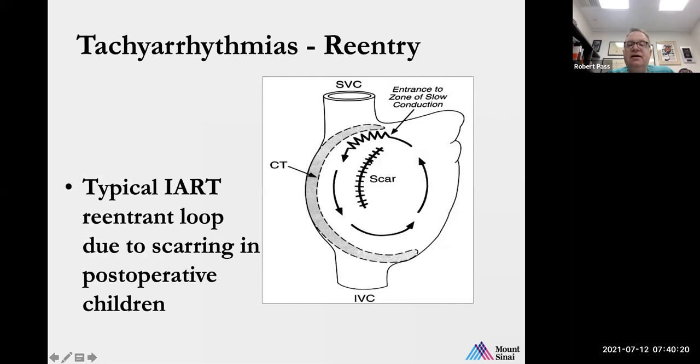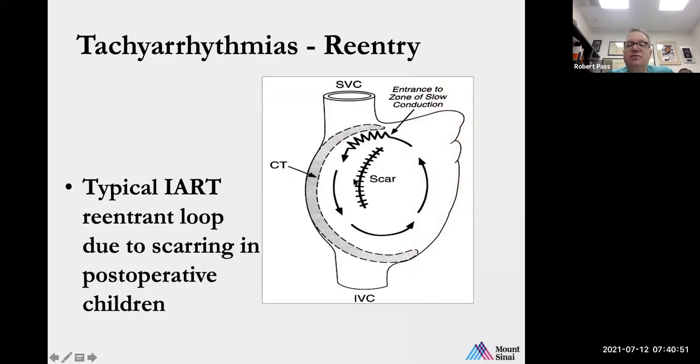And in a patient who has a Fontan, typically the IART circuit is a reentrant loop related to a scar. So just like we talked about with reentry, you have two pathways, one on one side of the scar, one on the other. You have a difference in effective refractory periods of the two sides, and then you have a zone of slow conduction, which allows for reentry to occur.